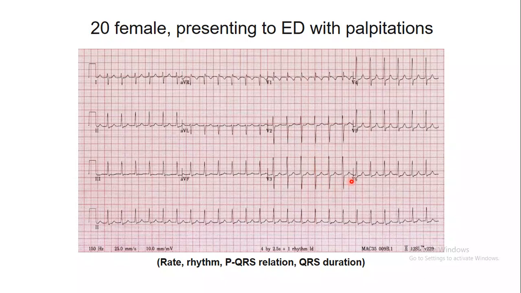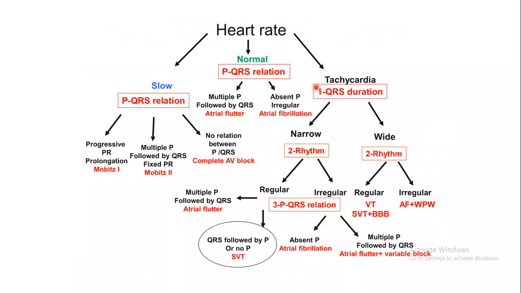P wave is not seen or might be seen after the QRS in V1, and regular rhythm. So according to the algorithm, we have a narrow complex regular tachycardia with QRS followed by P wave, or even if we don't see it, no P wave, this will be supraventricular tachycardia. There are multiple types of supraventricular tachycardia, but SVT is okay for provisional diagnosis.